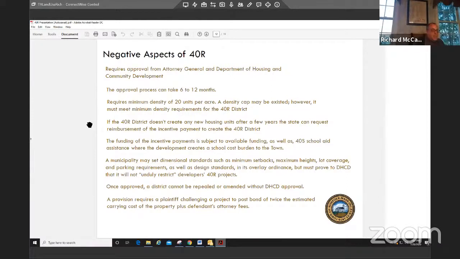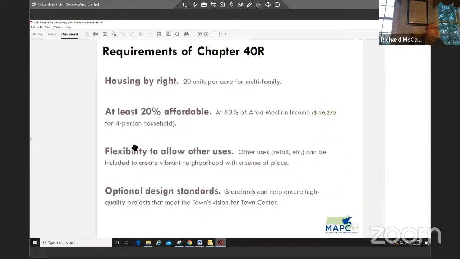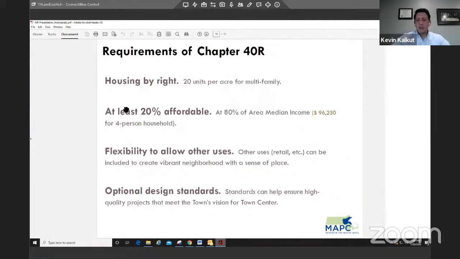And then the last one, Kevin did touch on it, about the posting of money relative to challenging a project, would be seen, I think, by some people as a negative. Hey, Rich, if I could just go in and summarize quickly for the negative slide.